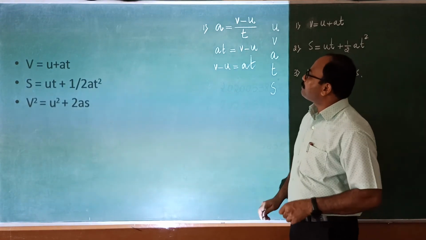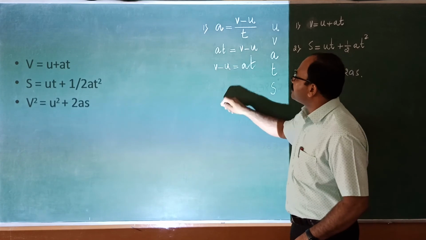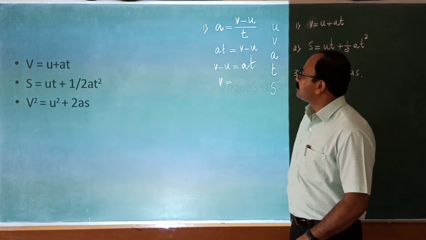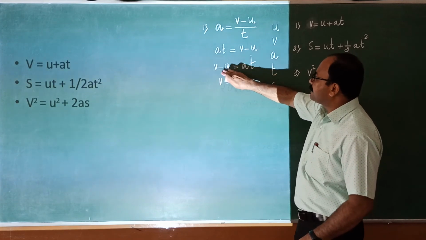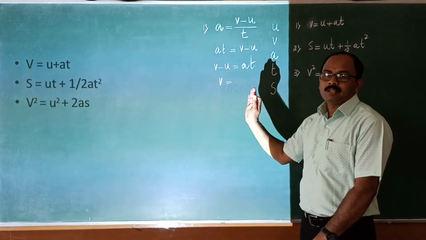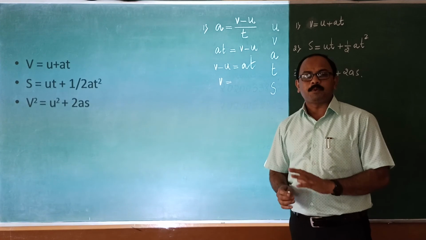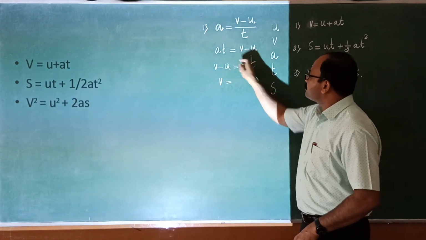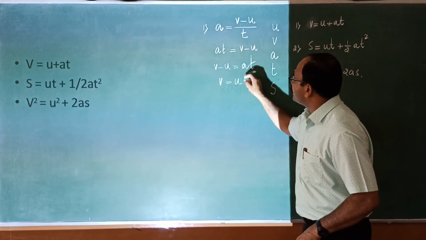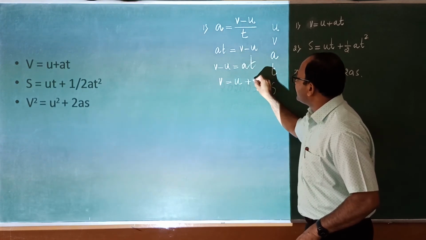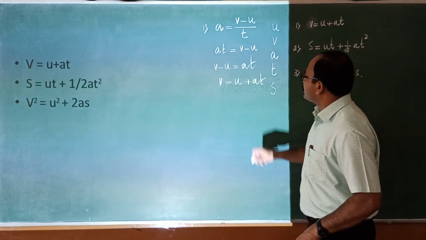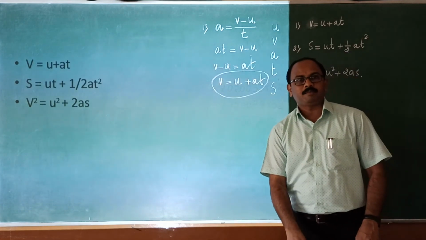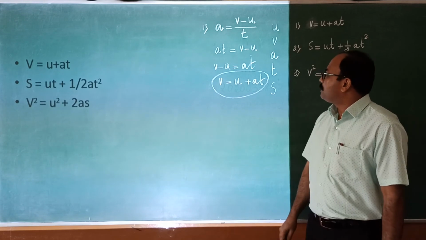Now let me keep v there itself, children. v is equal to this, minus u gets transposed, children. When a term gets transposed, its sign changes, you know. Minus u becomes plus u, and this is plus at. So, this is our first equation of motion: v is equal to u plus at.